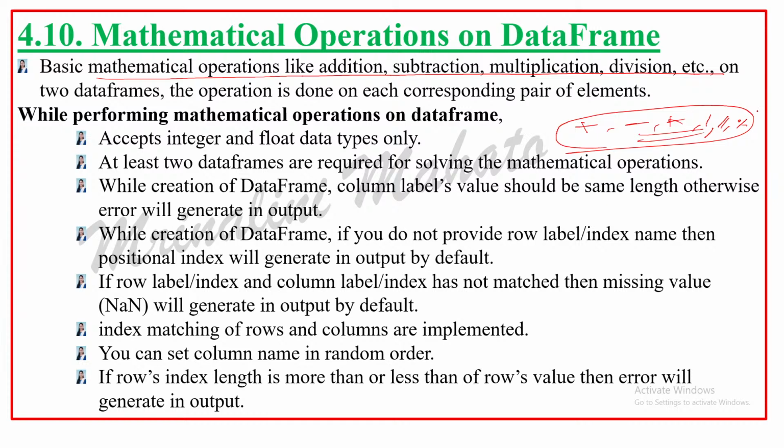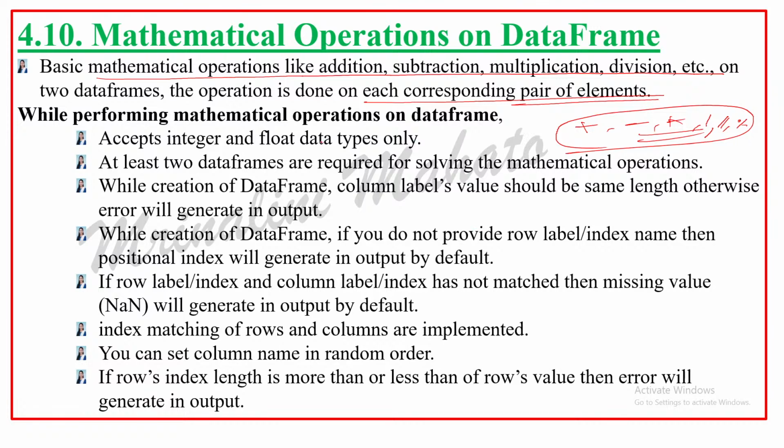Like this we can also perform it on two data frames. Listen, in one data frame we cannot add. Whenever we add, at that time we require two data frames, at least two data frames. The operation is done on each corresponding pair of elements. So whenever your row and column index match, then output will generate. Okay, let's see the statements.